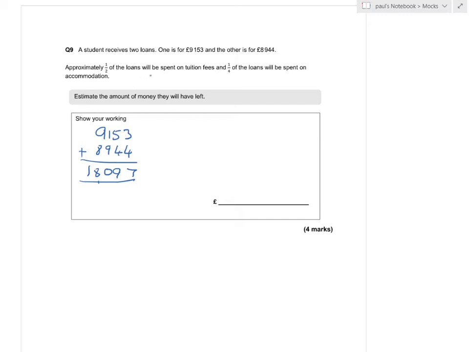And it says that half will be spent on tuition and a quarter will be spent on accommodation. So that makes 3/4 altogether. So we've just got to find what they have left, which is 1/4. So I'm going to take this number, 18097, and divide by 4, and that will tell us how much we've got. 18097 divided by 4 is 4524.25.